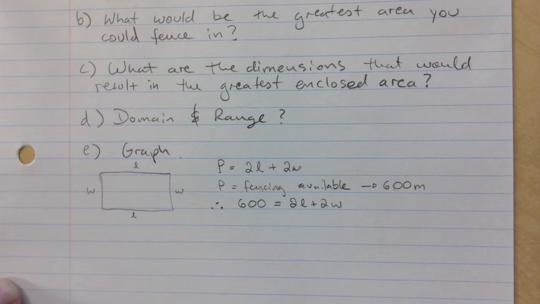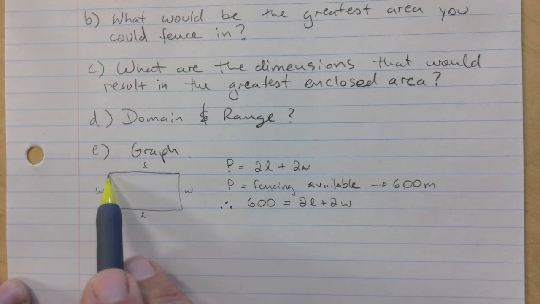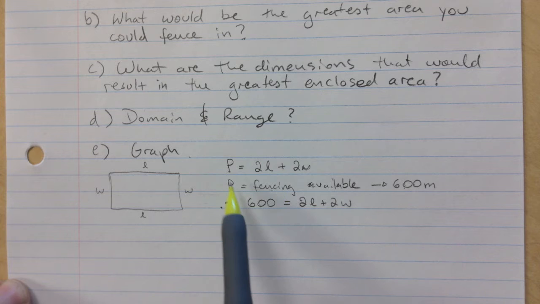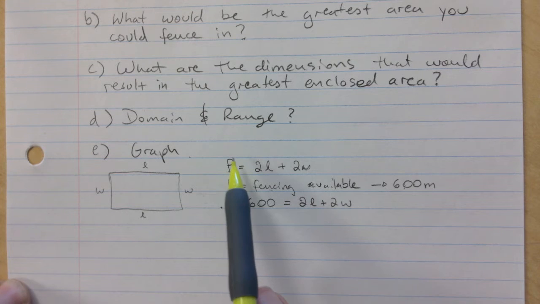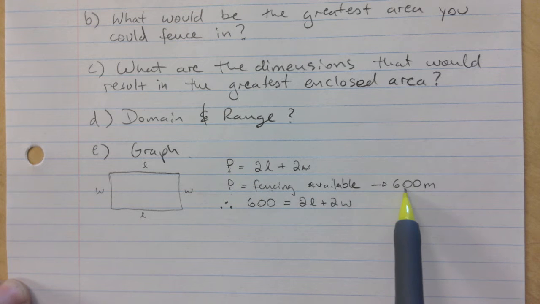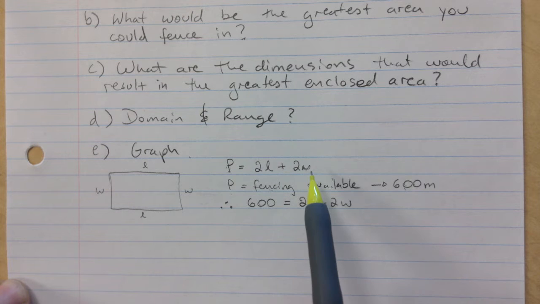The question mentions that you have 600 meters of fencing available. So essentially, the 600 meters is going to be spread out around this enclosure. So you're saying that P, the perimeter, can be a maximum of 600 meters. So I'm basically plugging the fencing available into P here. And I rewrite this equation now with 600 in place for P. Does that make sense?